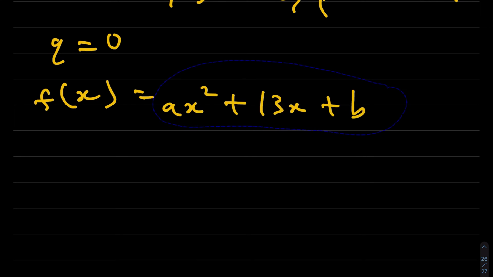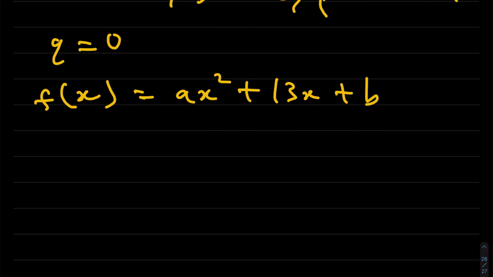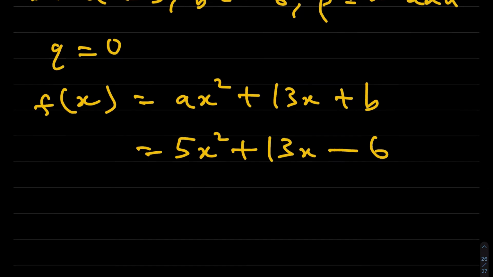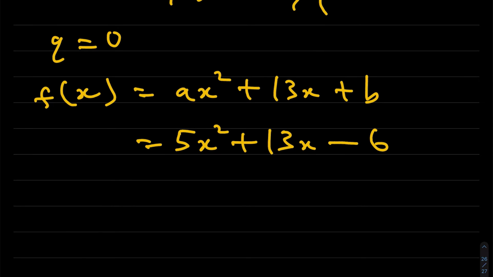Ax squared, yeah, this is f of x. And that's the same as, now that we know a is 5, that's 5x squared plus 13x plus b, which is minus 6. That means minus 6.